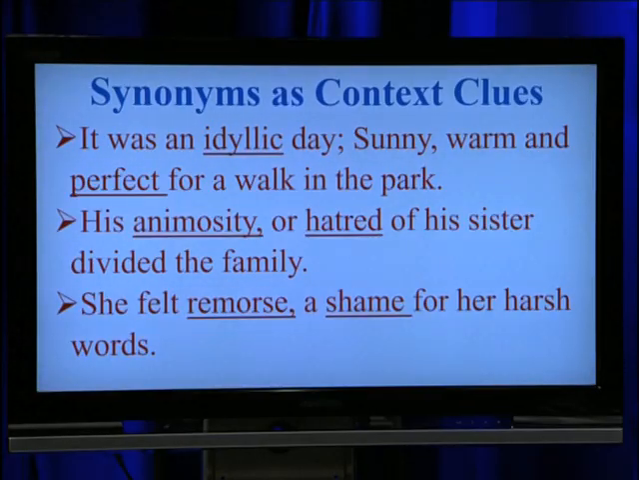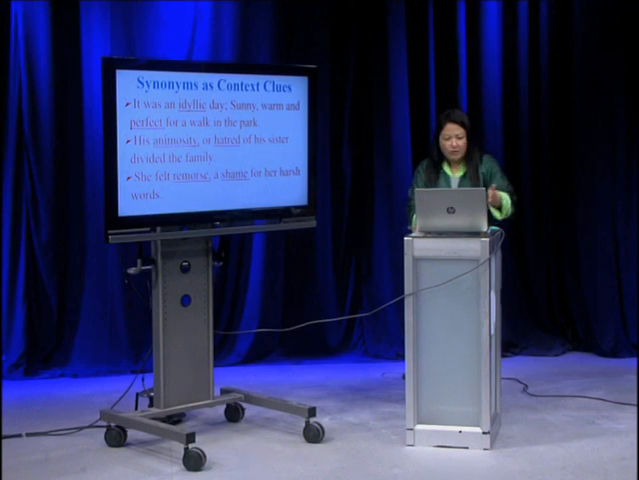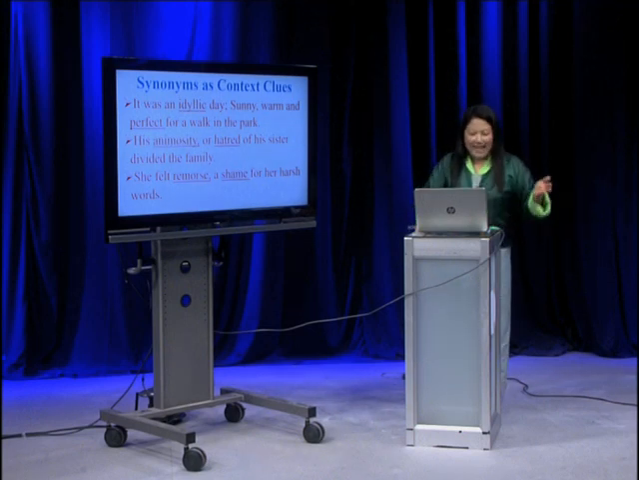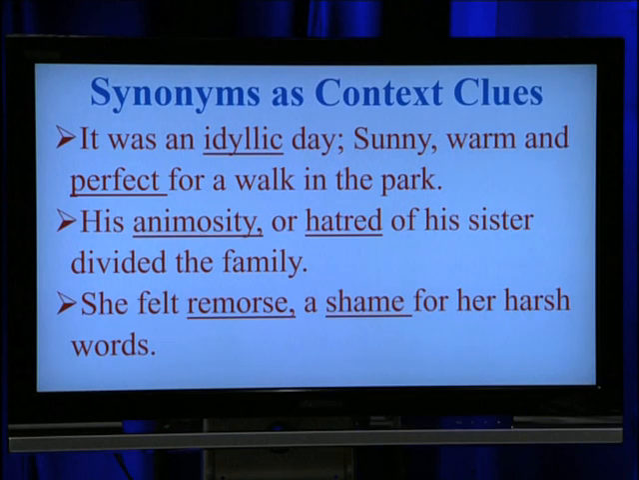His animosity or hatred of his sister divided the family. See how the writer has left a clue there, hatred. So animosity means hatred. Okay, so this is how you have to figure out the meaning using the context clues.